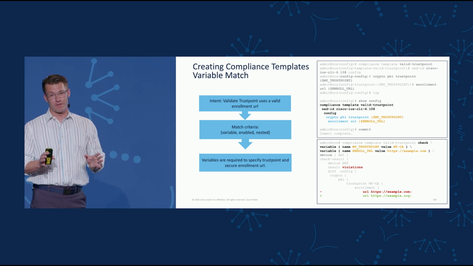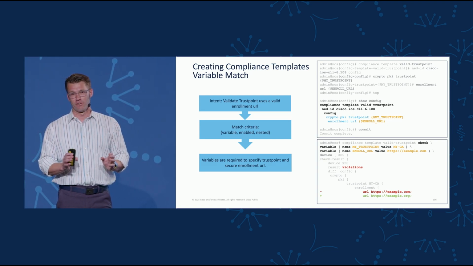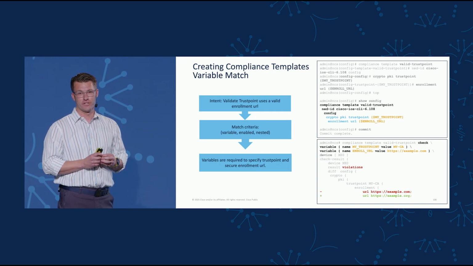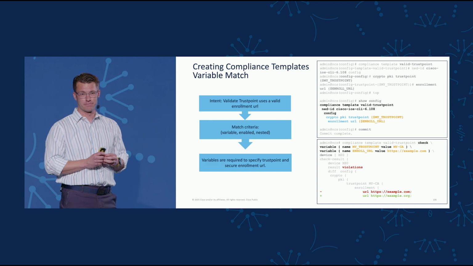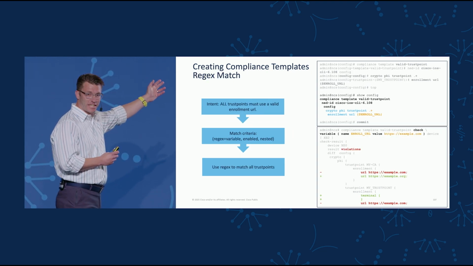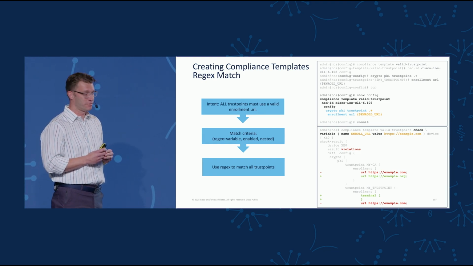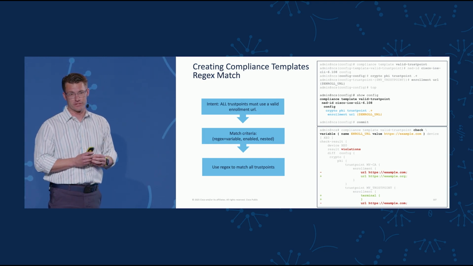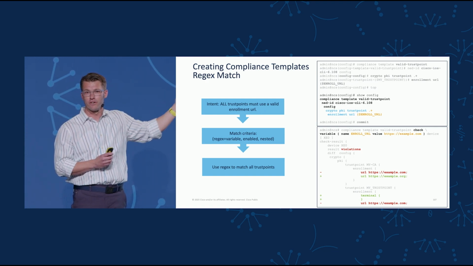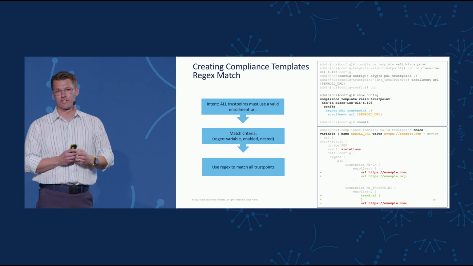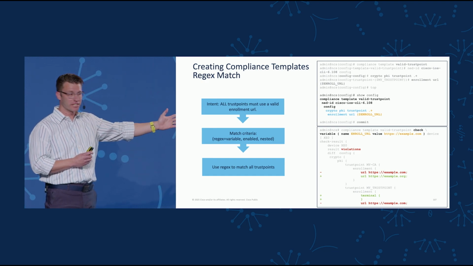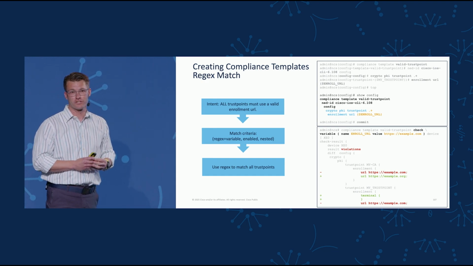There's a problem. Our intent isn't quite right. What we actually want to do is evaluate against all trust points to ensure they're using the correct enrollment URL. Let's make that update. So here we've updated our intent, and we've also updated our match criteria. We've added regular expressions. So if you look at our template, instead of using a variable for trust point, we're now matching any trust point using a regular expression. We commit, run our check again, and now we found a second trust point in our configuration.